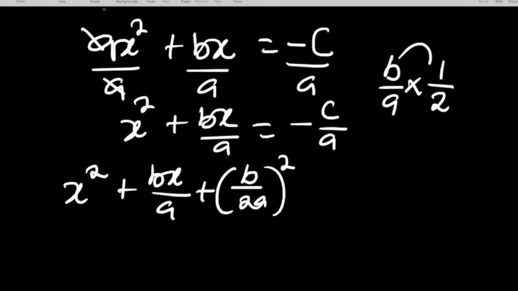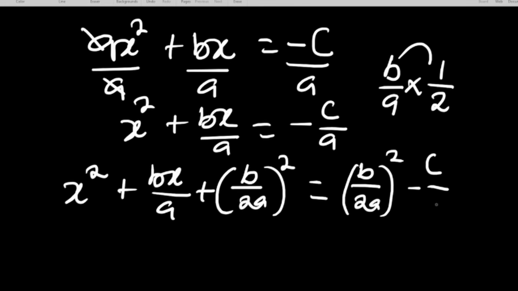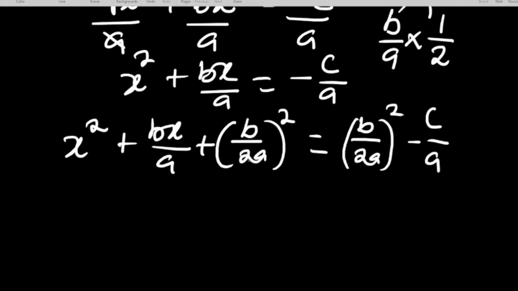So let's do the right hand side as well. On the right hand side we have b over 2a all squared again, then minus c over a. We have squared the half of the coefficient of x and added it to both sides of the equation. Next up, we can go ahead and simplify the expression, but I'll leave the left-hand side as it is. I'm going to tell you why when we introduce the square root property on both sides.